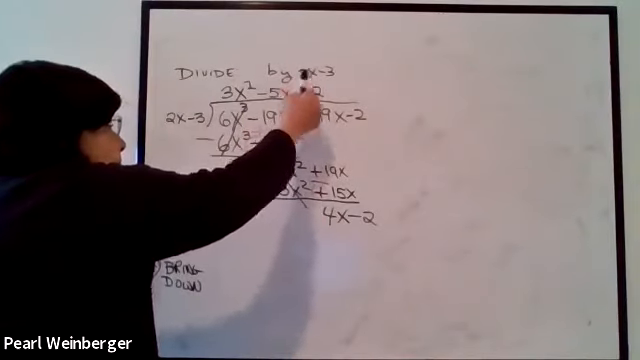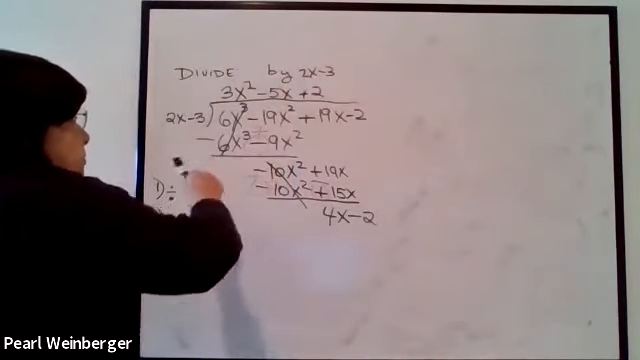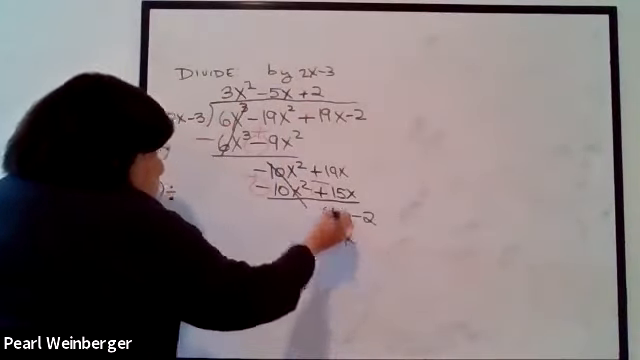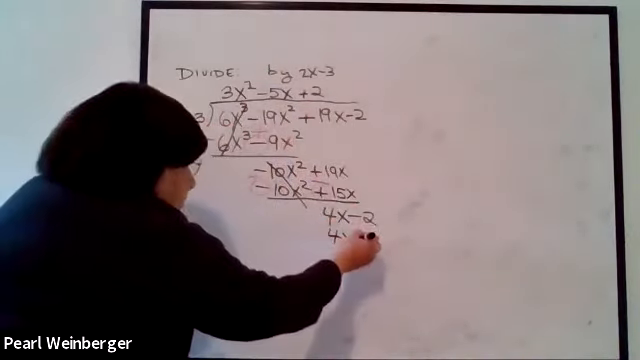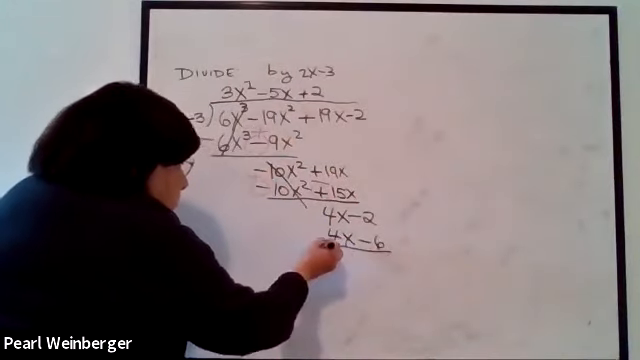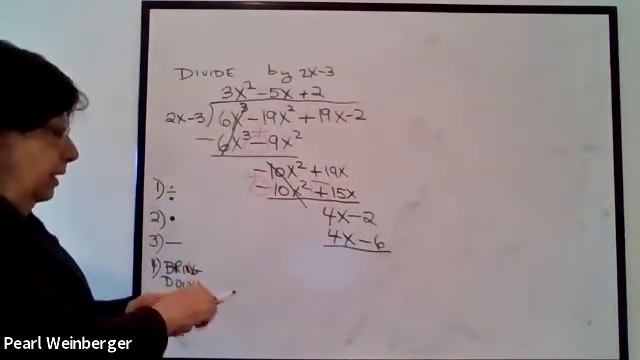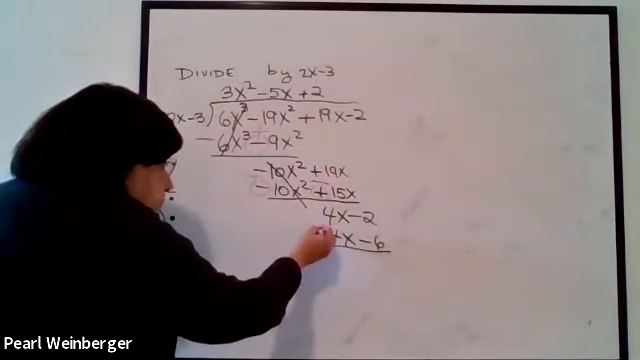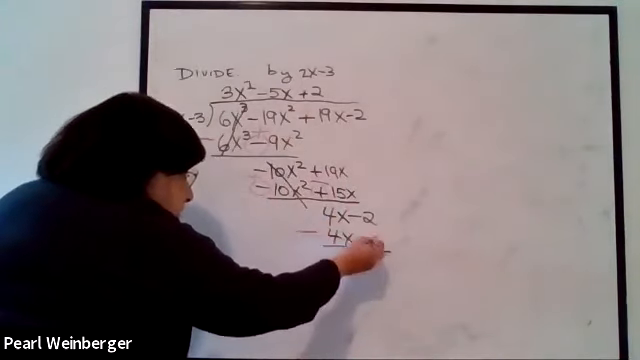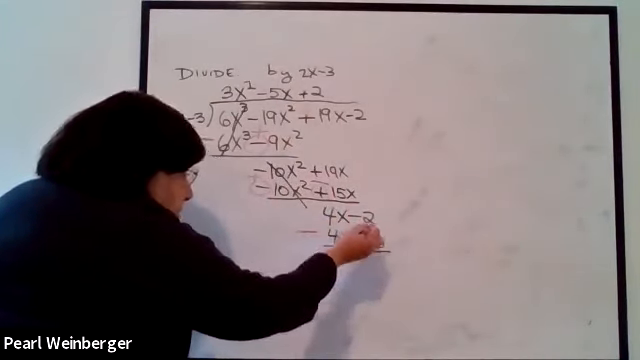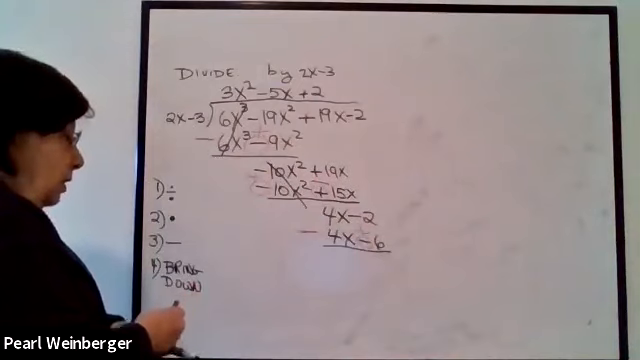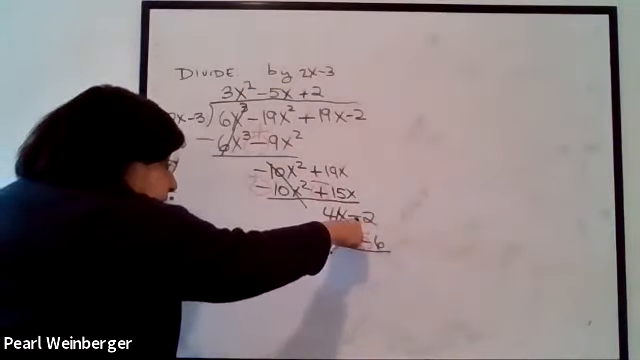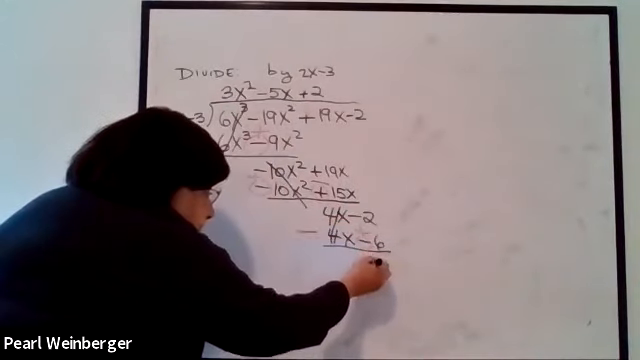And I take that answer that I just put on top and I multiply by it. 2 times 2x is 4x. 2 times negative 3 is negative 6. And now I'm ready to subtract, so I'm again changing my sign. This positive 4x will become a negative 4x. This negative 6 will become a positive 6. Again, the 4x and the negative 4x cancel, and then I have negative 2 plus 6, which gives me 4.